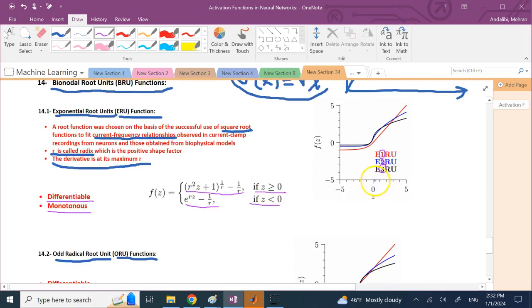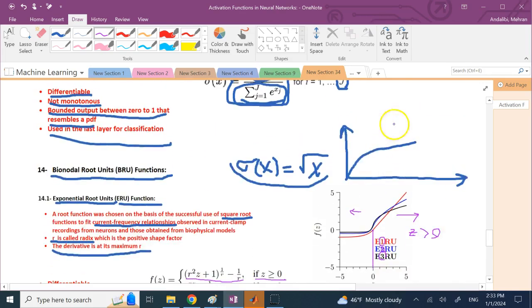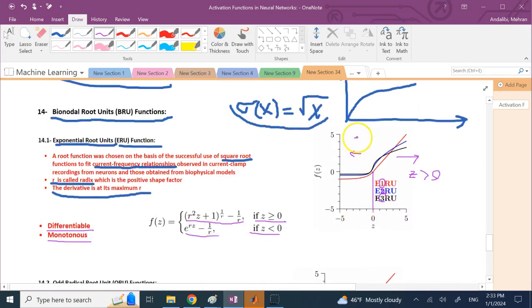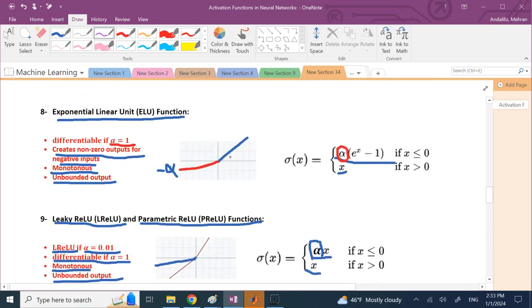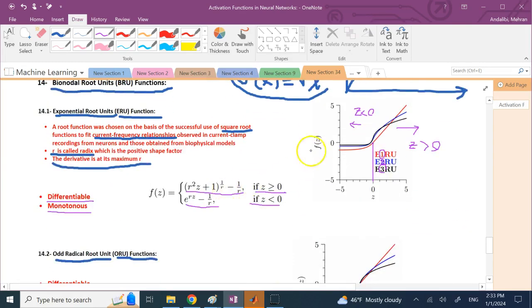Okay, and by the way, here is 0 and 0 here. So these are negatives and these are positive z's. On the positive side, the root function is used, as you can see. In this portion, especially the black and blue, they look like my root function. And for negative z, the exponential is used, which is very similar to here. Okay, so this is this function.